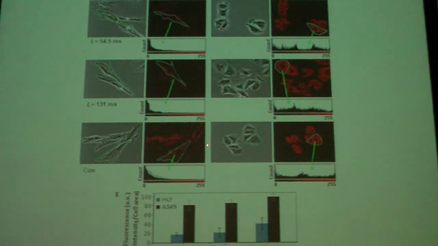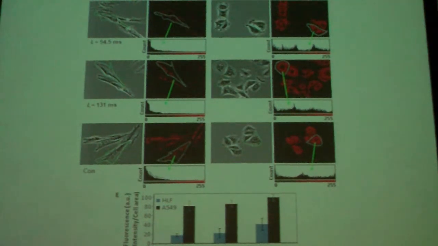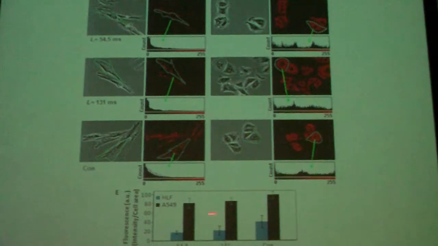Just in the continuous case, because we don't have the intervals like on and off of the light, the drug doesn't have enough time to leave the cell, and it is excited more than the others. If you compare the amounts of the fluorescence per cell area in this image, you can find the higher fluorescence signals in cancer cells compared to the normal cells.